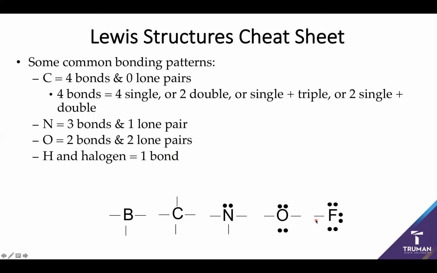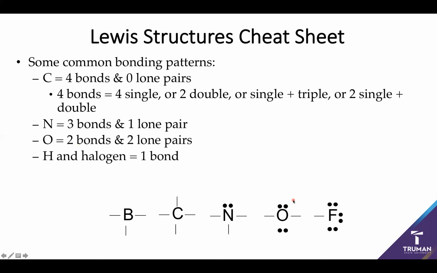Halogens tend to have 1 bond and 3 lone pairs. So these are, again, those pairs of electrons that haven't gone into forming a bond. And hydrogen only forms 1 bond, but because it only wants 2 electrons, has no lone pairs.